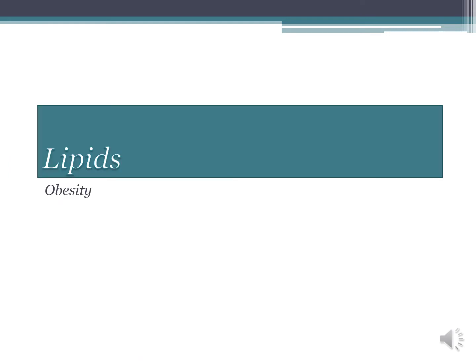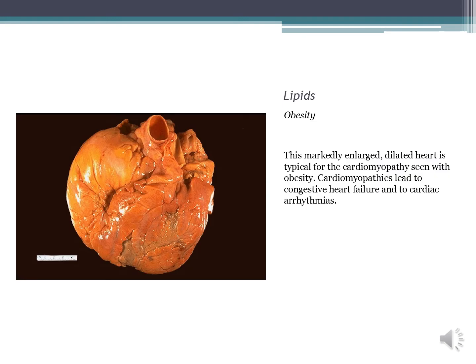Now let's go to stromal vascular or extracellular accumulations, and we go to lipids. Obesity is an example of such pathology. Look here, we see the heart with cardiomyopathy, but also we see here the fat in the epicardium, the fat accumulation. We see the obesity of the heart.